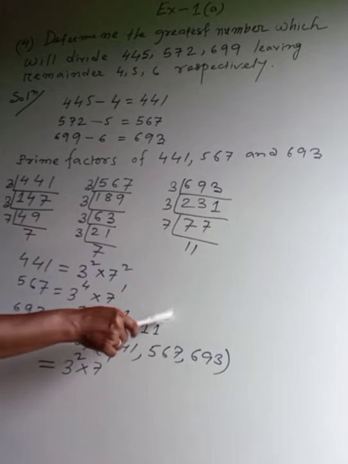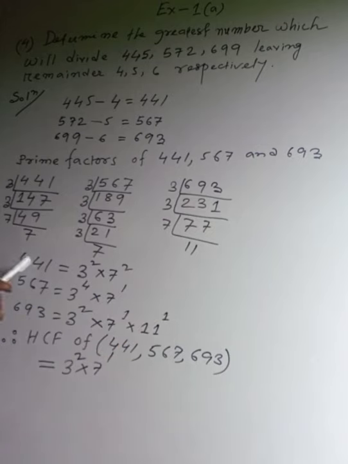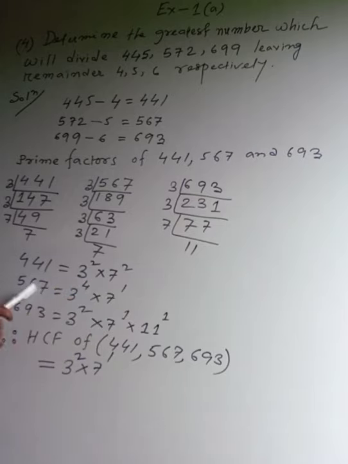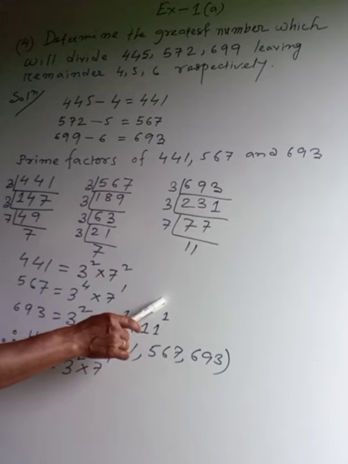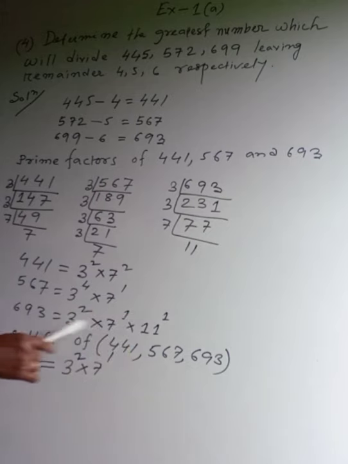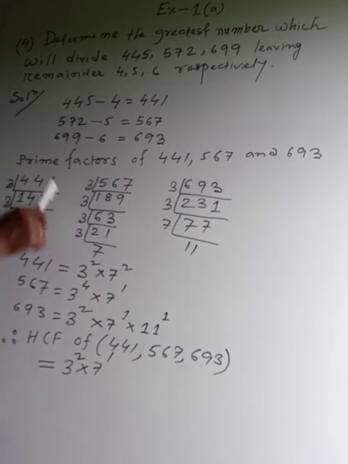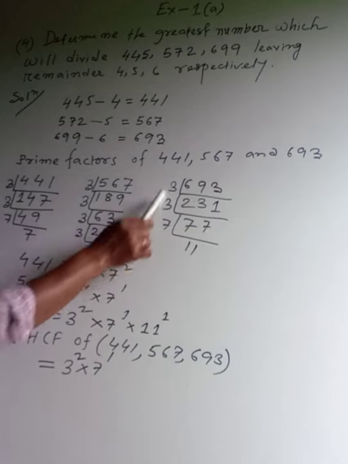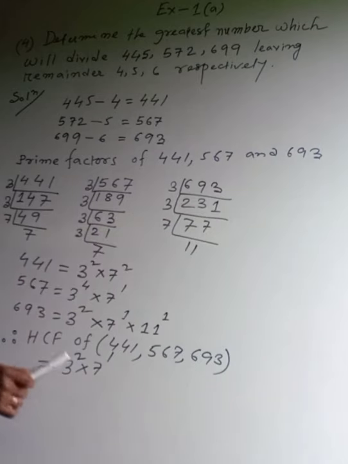Because 11 to the power 1, we cannot see here in this 441. For this 567 there is no 11 to the power 1. Only in 693 you will get 11 to the power 1. So you have to choose the common factor for all these three numbers. First number you will get 3 square. Second number you will get 3 square, because 2 times. Third number also you will get 2 times. That's why we have to choose 3 square.